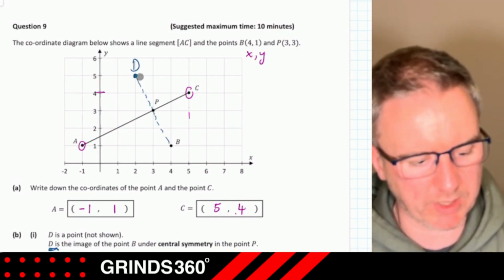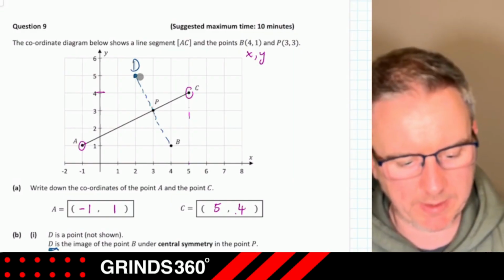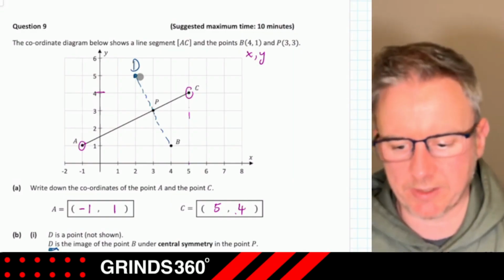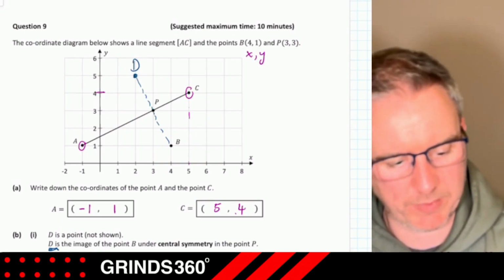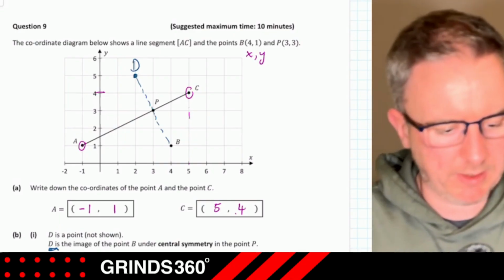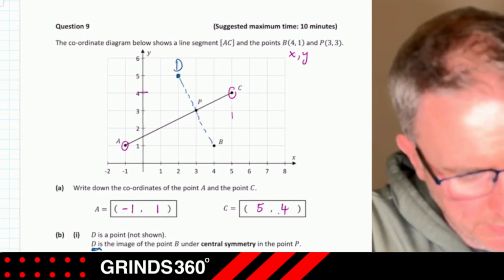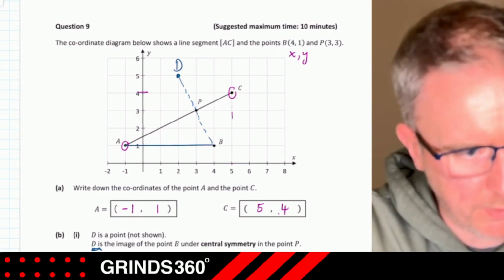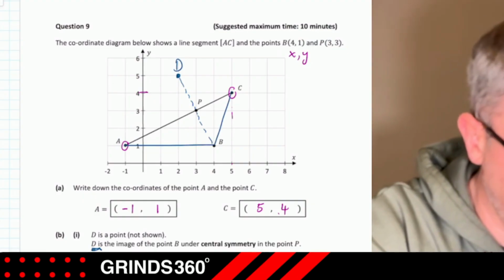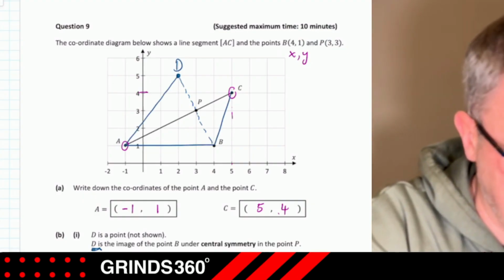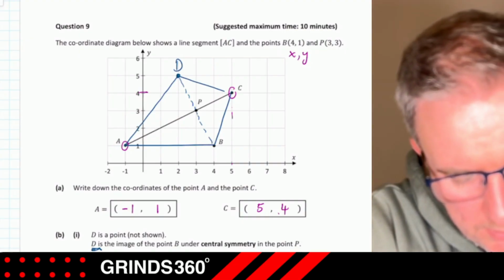Okay, so you were asked to plot and label the point D in the diagram, and then join the points A, B, C, and D to form the quadrilateral. So don't forget that little part. You have to form that quadrilateral. So you're coming along and you're just going to join those points, A, B, C, and D. So your quadrilateral, and you have everything there.